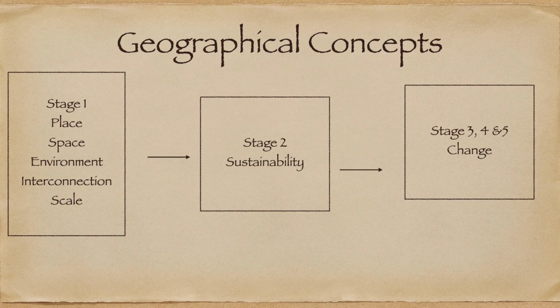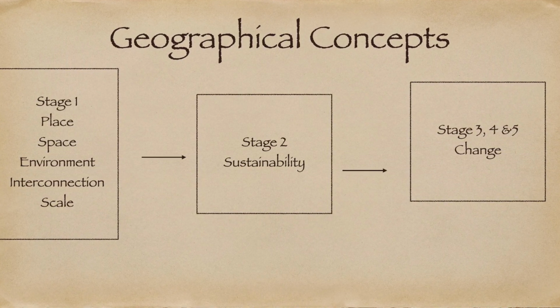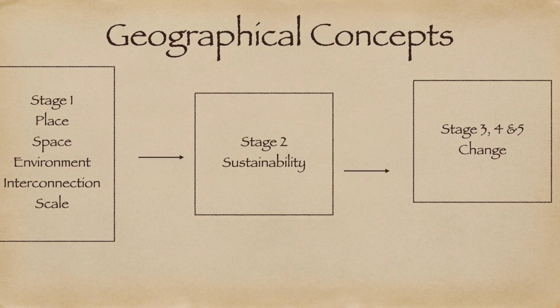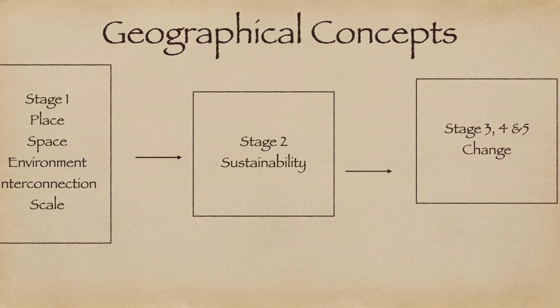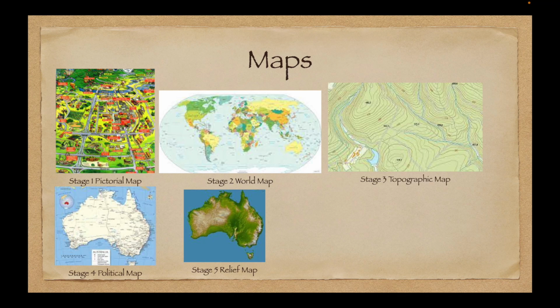as well as looking at geographical concepts that support the content. So in stage 1, we've got place, space, environment, interconnection and scale. Stage 2, we look at sustainability. And stage 3, 4, and 5, we look at change.